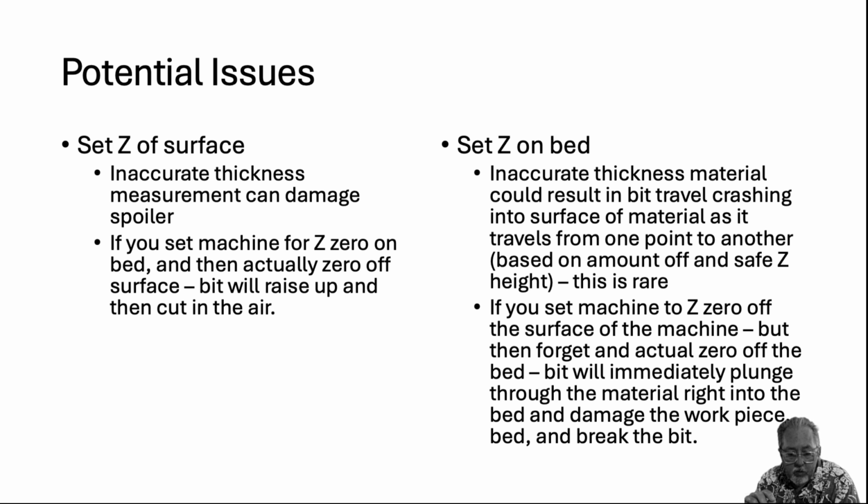And if you set the machine to Z0 off the surface of the material in the software, but then you forget and say, hey, I don't want to ruin my bed, and turn around and actually zero it off the bed, that's a bad day, because your bit will immediately go plunging through the material and into the bed if it hasn't already snapped. It is likely that you will break the bit on the way down. That's a wrap on going through the Z-zeroing on the top or Z-zeroing on the machine bed.